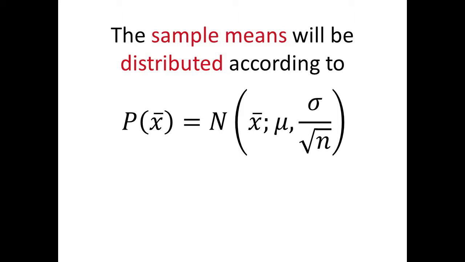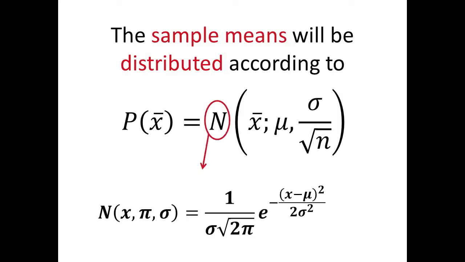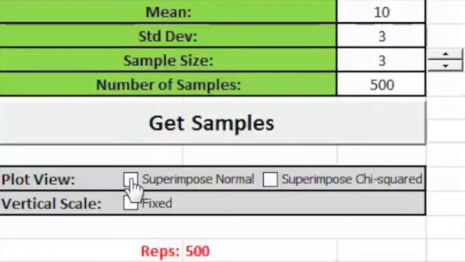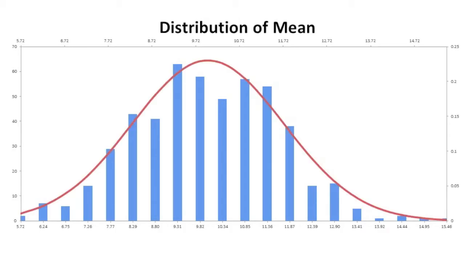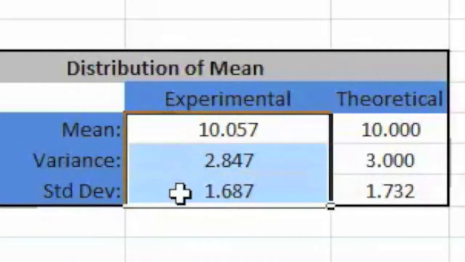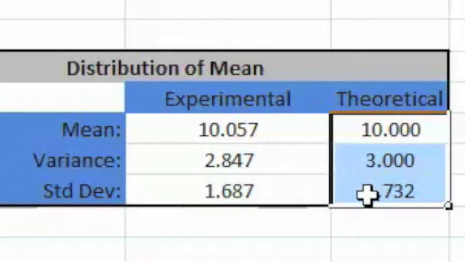That is to say, the probability density function for x bar will be a normal distribution with mean mu and standard deviation sigma over root n, where the function N is defined as shown. Activating the superimposed normal box overlays this normal curve on the histogram. If you generate enough samples of size n, the histogram agrees well with the theoretical answer.